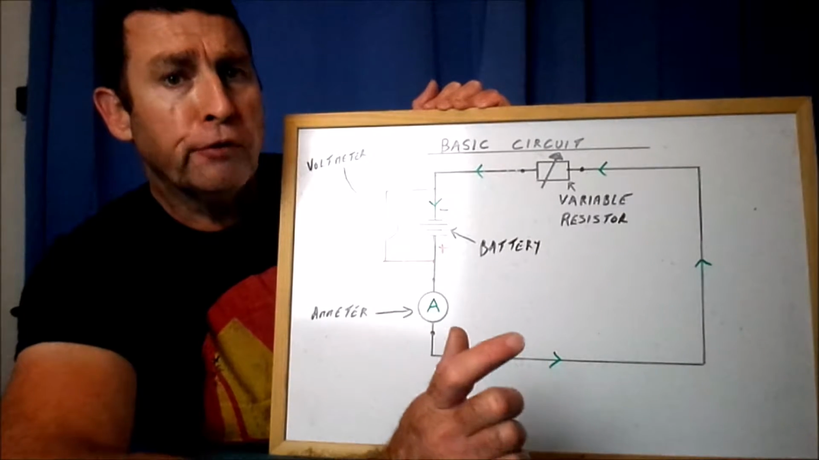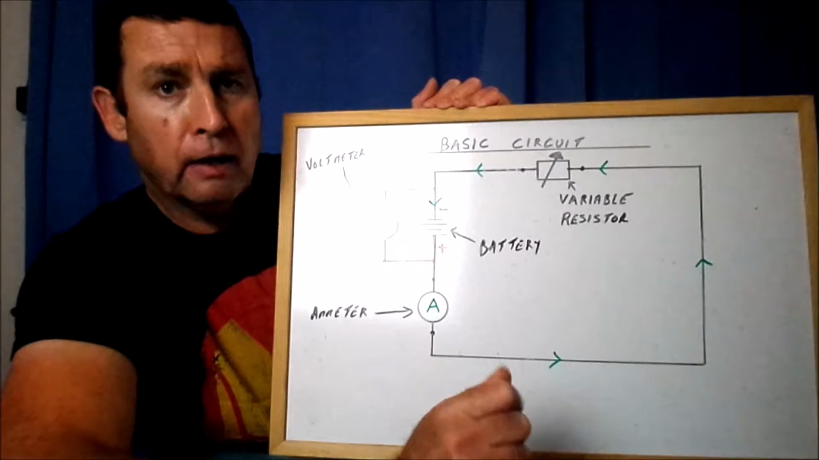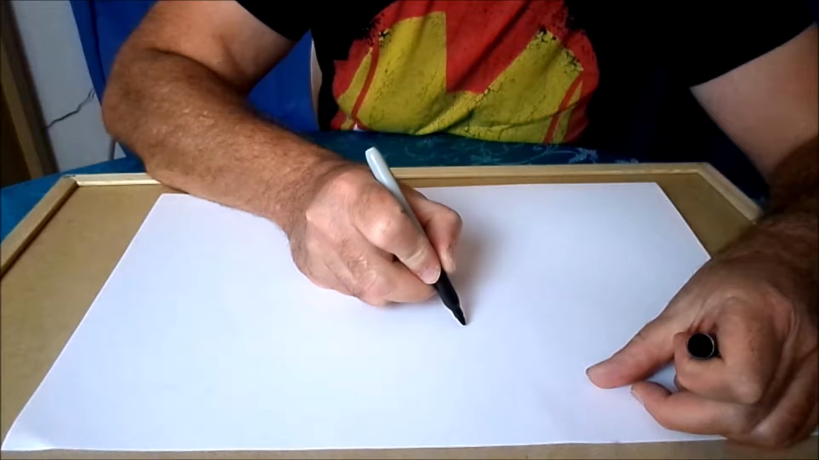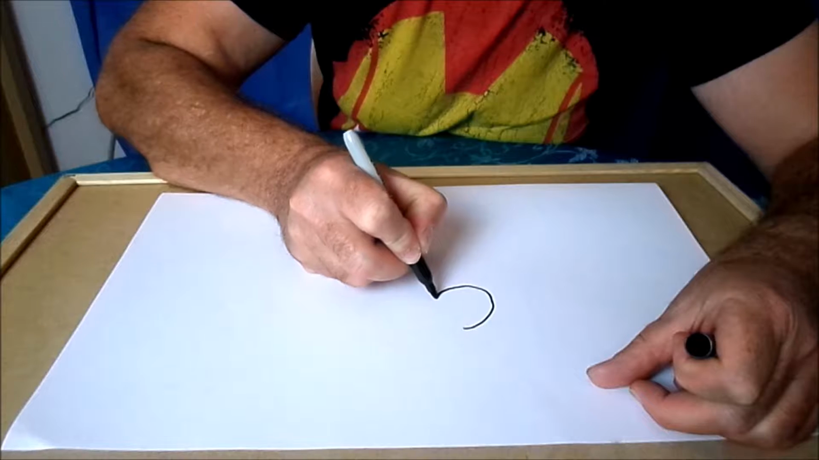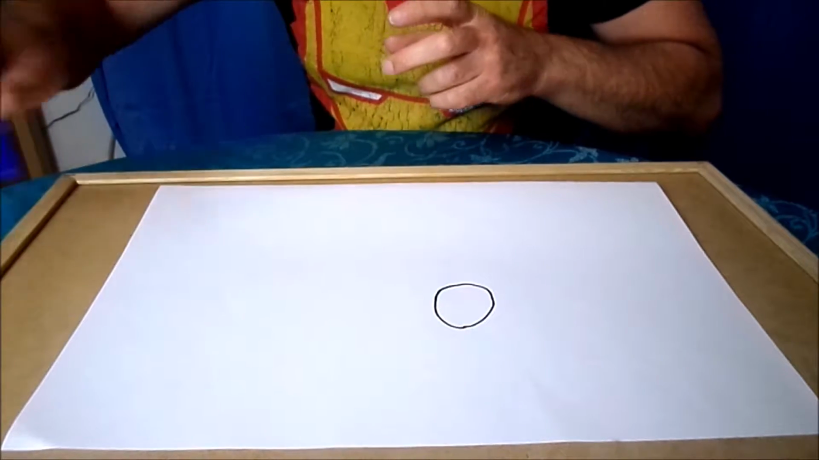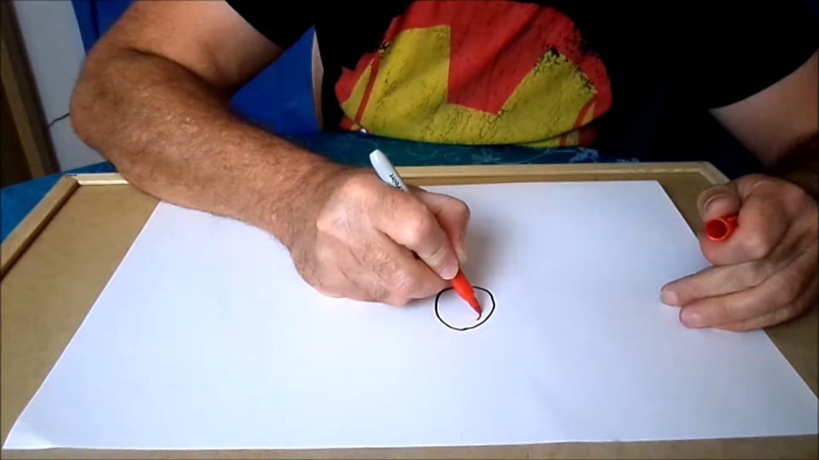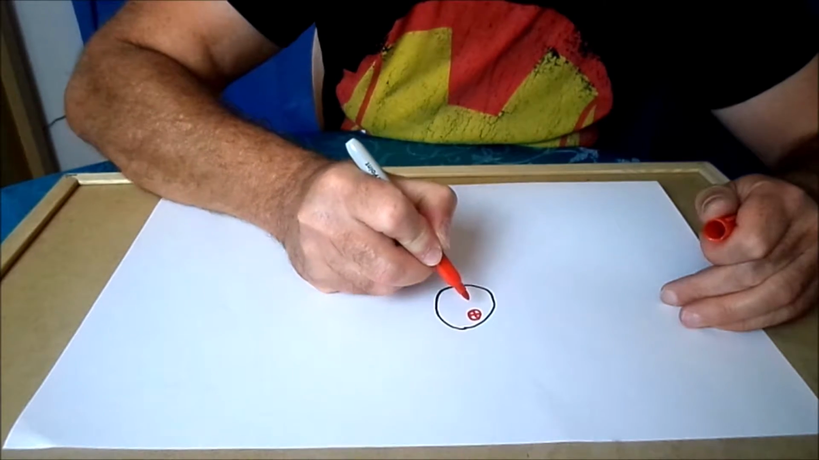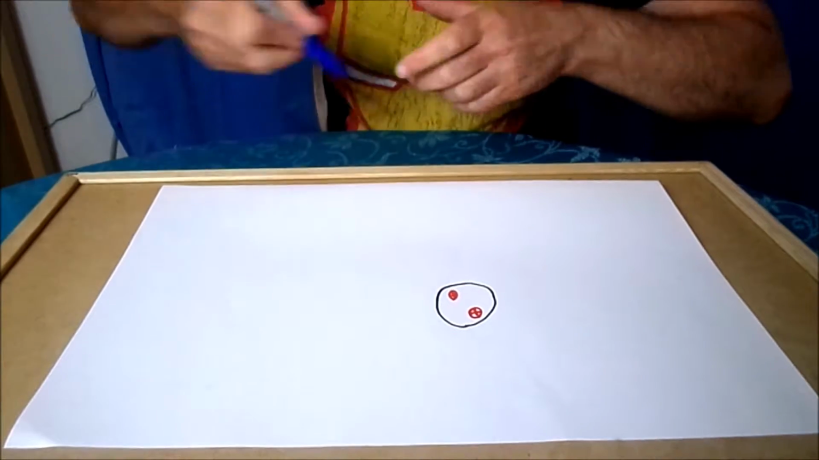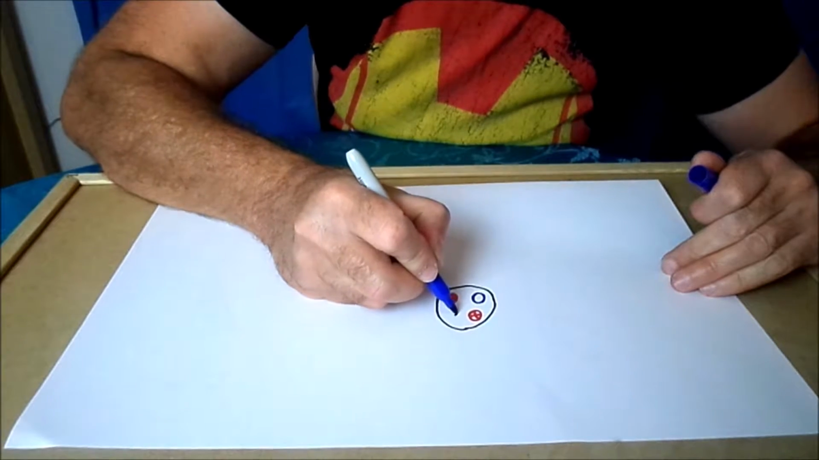So what we're going to do first of all is go back down onto a minute level and have a look at some atomic structure. So first of all, on an atomic level, in the center of an atom, you've got a nucleus. And inside the nucleus, you have particles called protons, which are positively charged, and you also have neutrons, and neutrons carry no charge.